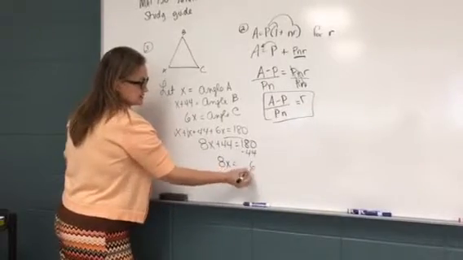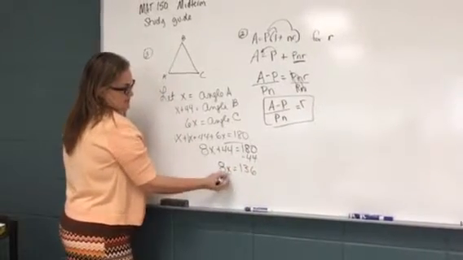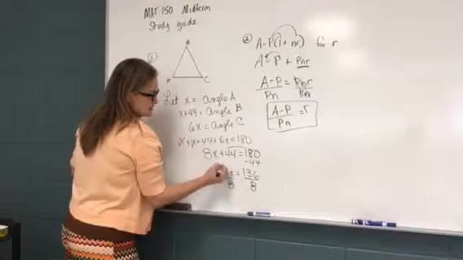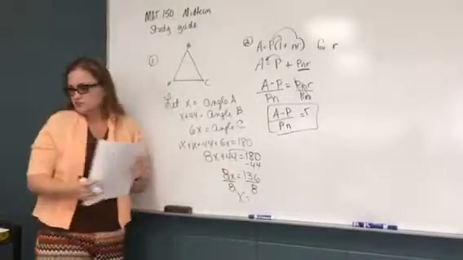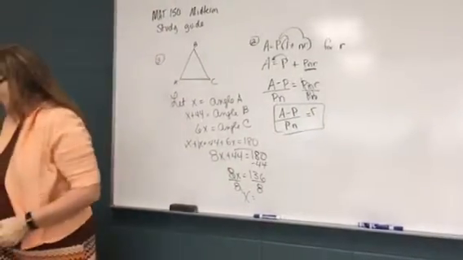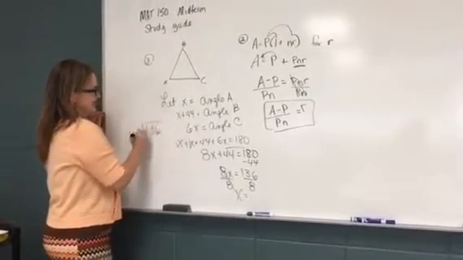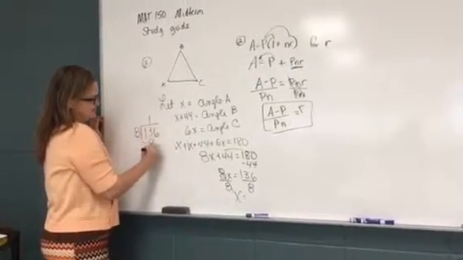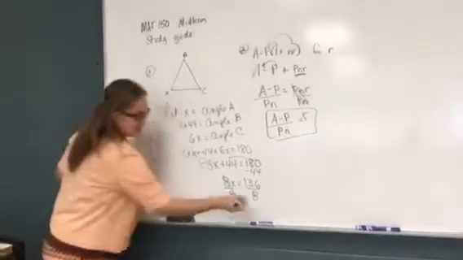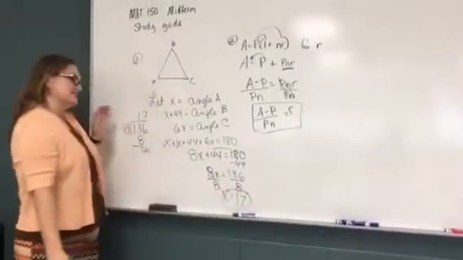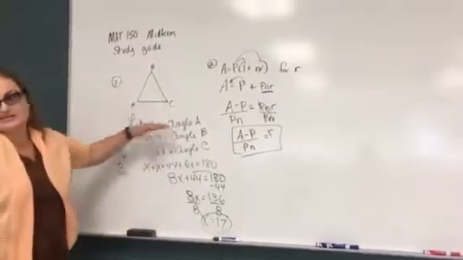Subtract 44 to get 8x equals 136, then divide by 8. Hopefully that divides out evenly for me. I do not know exactly off the top of my head what 136 divided by 8 is. I'll figure it out here for you. It is 17. So x is 17. So that means angle A is 17.